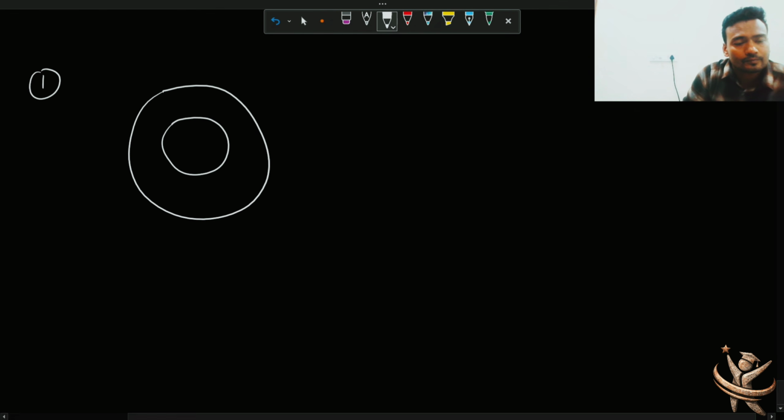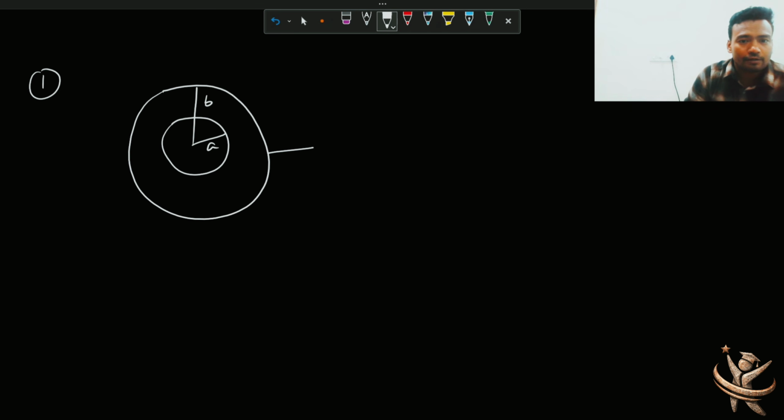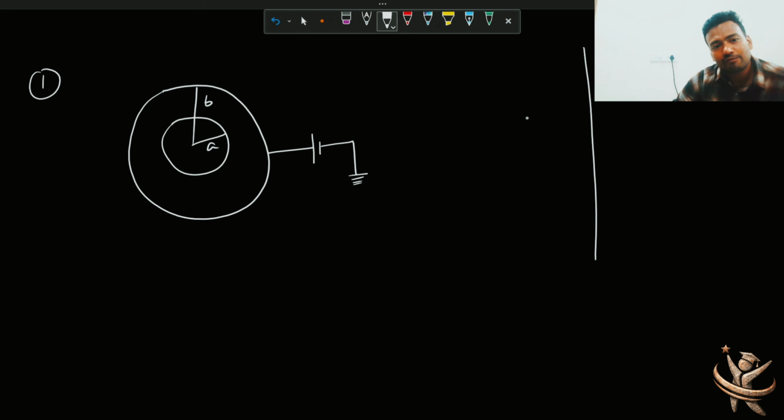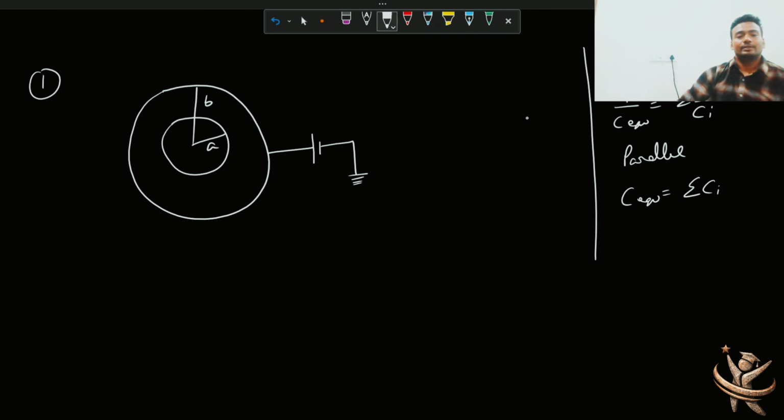So first example, two conducting spheres, radius A, and this one is B. Now instead of grounding this, I'm doing this thing. Before moving ahead, I'm already assuming that we know how to find C equivalent in series and parallel combinations. For series, 1 by C equivalent is the summation of 1 by Ci, and for parallel combinations, C equivalent is the summation of all the individual capacitance values, right? So see this figure.